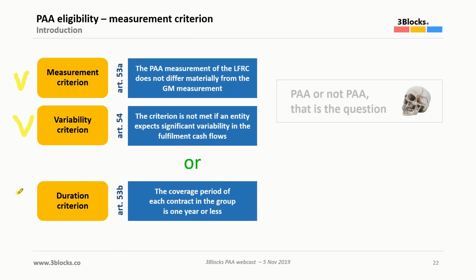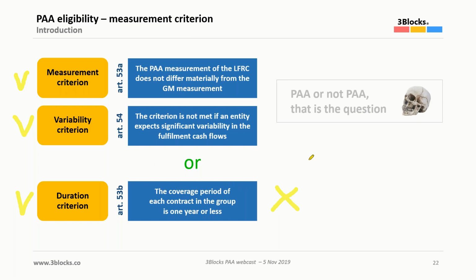And we've got the duration criterion that says that the PAA can be applied if the coverage period of each contract in the group is 1 year or less. So this is by far the most popular criterion when it comes to the PAA eligibility. And many insurance companies just stop there without even considering the measurement criterion and the variability criterion.